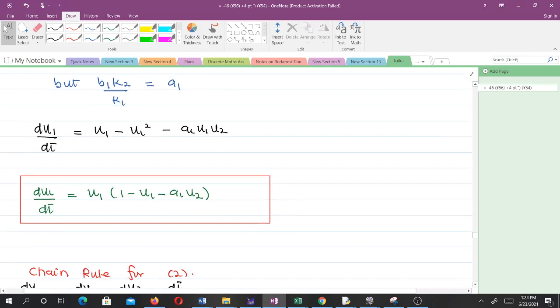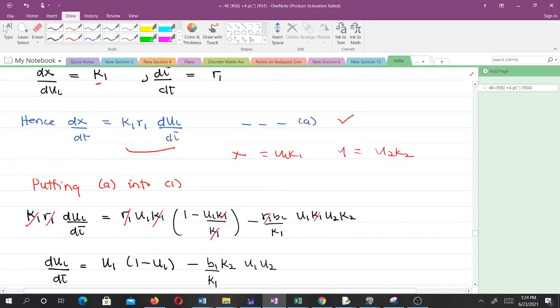And when we have a common factor, which is u1, when we factorize that out, we get du1/dtau equal to u1 multiplying 1 minus u1 minus a1 u2, right? And this is the non-dimensionalized equation for equation 1. So we have to do the same thing for equation 2. This is equation 2.